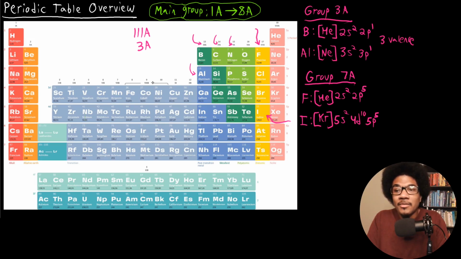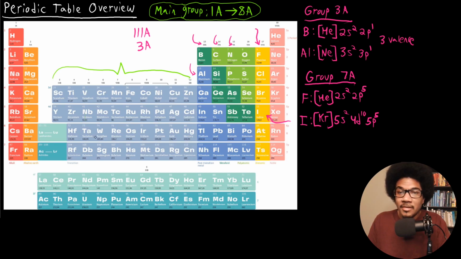And everything else, these ones here, 3B down to 2B, and we'll talk about that designation in just a second, are the transition metals, the lanthanides, the actinides. So now let's talk about the transition metals series. That's everything that exists here, every group whose label has a B in it.